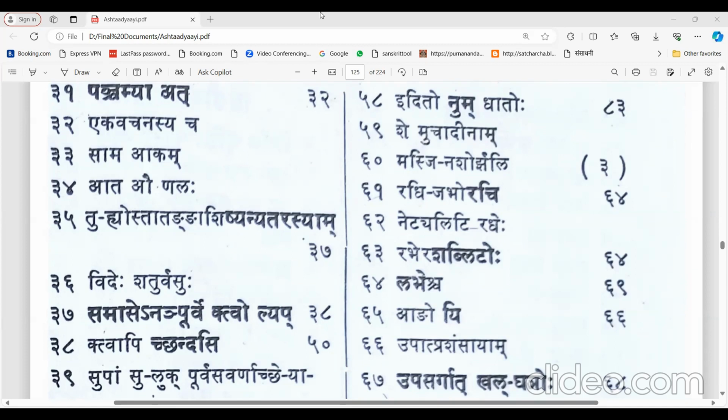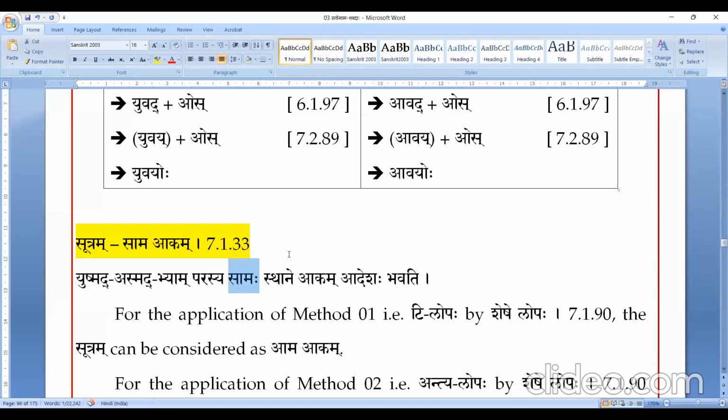Okay. All those things are Sandhi, so I'm not explaining, we know it very well. Samaha Akam. Samaha Sthane Akam Adeshaha Bhavati. This is Sama Akam 7-1-33. This section is where the Vibhakti Pratyayas are ordained Adesha. So Shashti Bahuvachana Pratyaya Sam will be replaced by Akam when Sam follows Yushmadasmadhyam. Yushmadasmadhyam comes as Anuvrutti from the previous sutra, when the sutra is down below. So Yushmadasmadhyam Parasya Samagasthane Akam Adesha Bhavati.